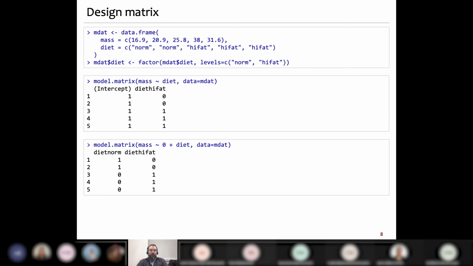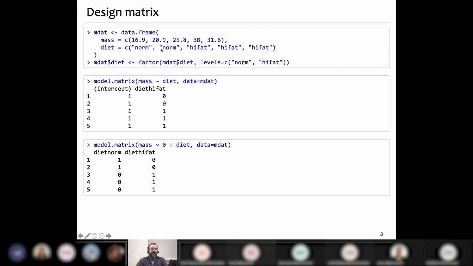R contains a tool to create a design matrix in a very easy way. First, we create some data. It's the same data you saw a moment ago. There is a diet, normal and high fat, and there is some body mass. In this line of code, we order the diet in a specific way to make sure that the level norm is the lower level and high fat is the next level.